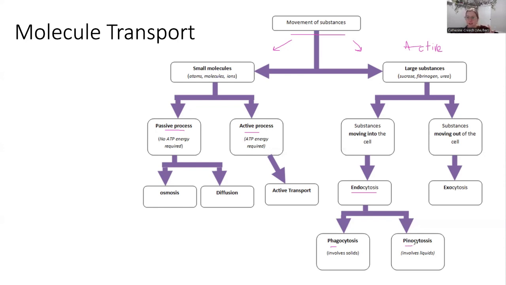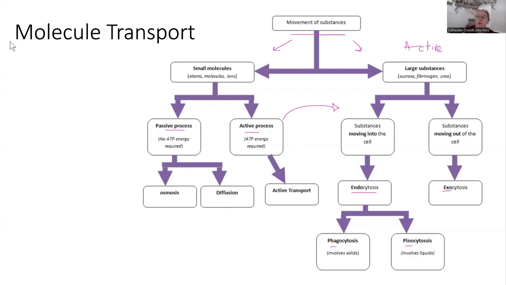I remember that because I think Pinot is a type of wine, and that's a liquid. So if you're taking in Pinot, it's pinocytosis, you're taking in a liquid. If you're moving things out of the cell, it's going to be exo for outside, cytosis. All of that is a lot of energy, so it will require ATP. So this could fall under this umbrella if we wanted to add that arrow there.